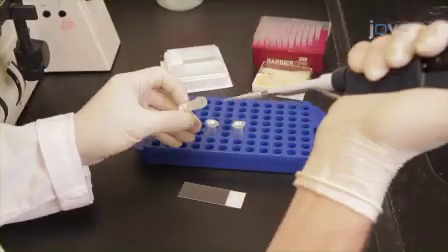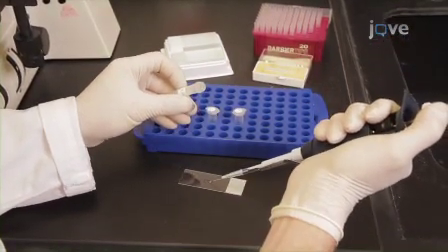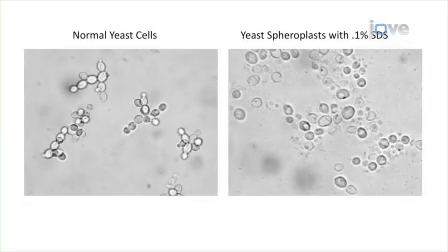To observe complete spheroplasting, pipette 10 microliters of the yeast sample onto a microscope slide. While examining the sample under the microscope, add 1 microliter of 0.1% SDS to cause the yeast cells to swell and form perfect spheres or spheroids. It is important to observe that the budding cells form spheroids as well.